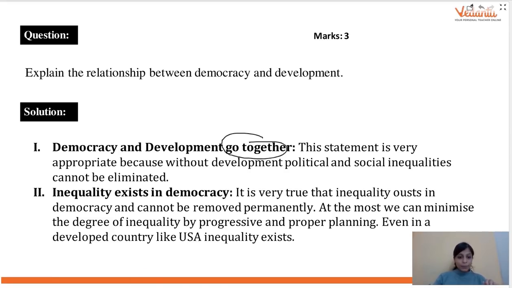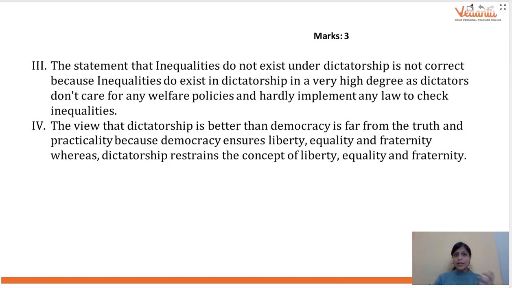And next you can support it that yes, since it is not under dictatorship, we promote some sort of welfare policies. Also, when you have liberty, equality and fraternity, that means anyway you are going to head towards the path of progress, and that's going to work for the betterment of the people. I hope I've made my point clear. So please underline all the important points.